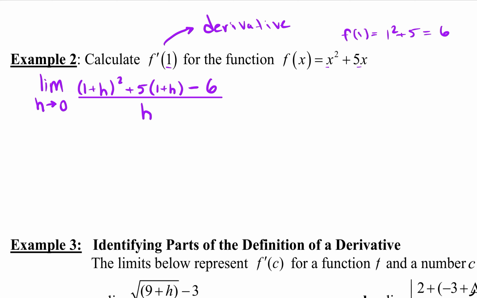Okay, so again, if you plug in 0, it will give you some sort of indeterminate form. It's just going to happen basically because of this. We know that if I plug in 0 here, this turns into 1 squared, and here it turns into 1 times 5. And then we just get 6. 6 minus 6 is 0. And then on the bottom, obviously, it's 0.